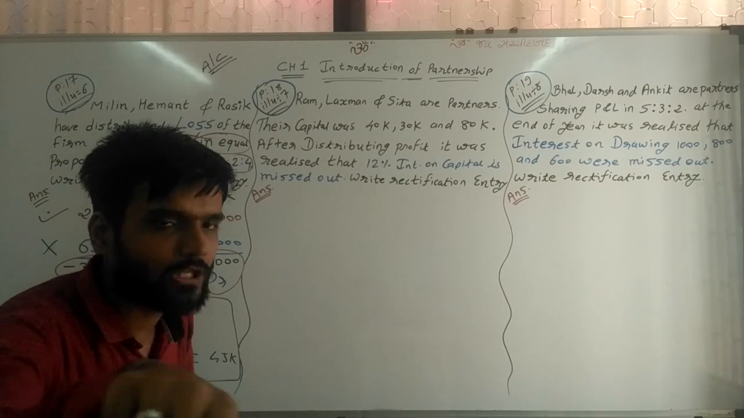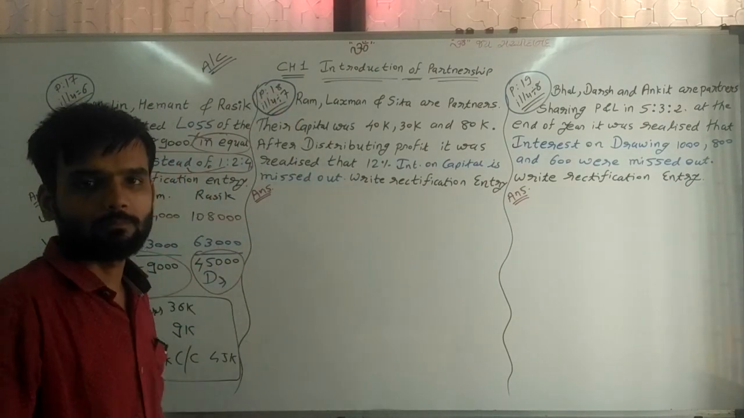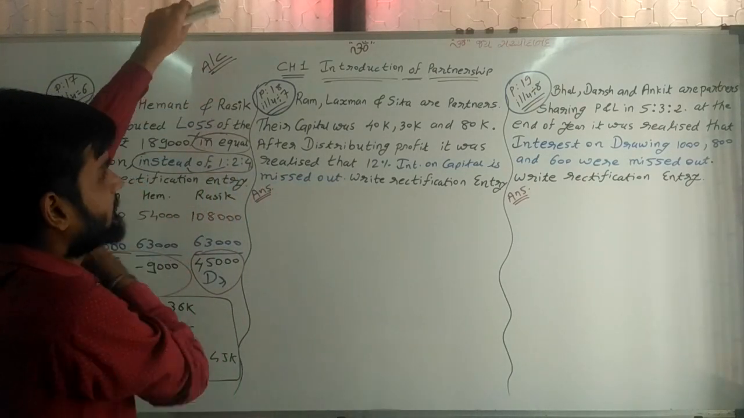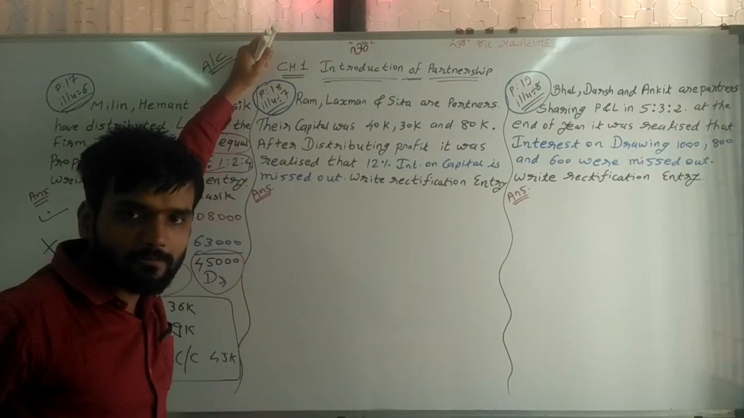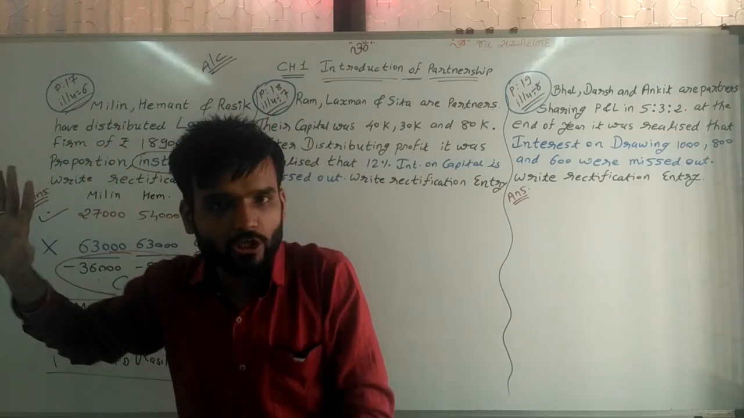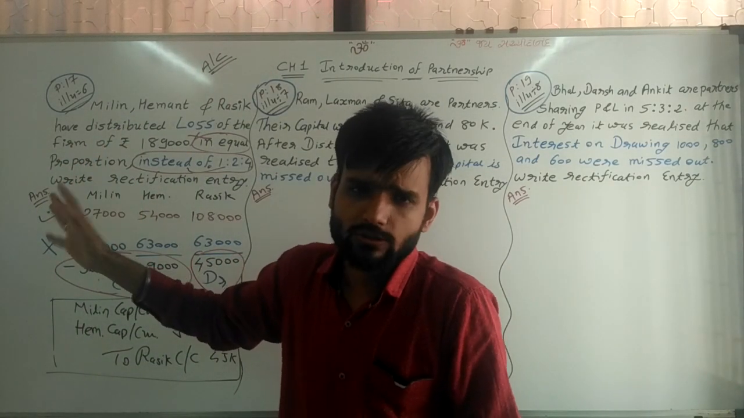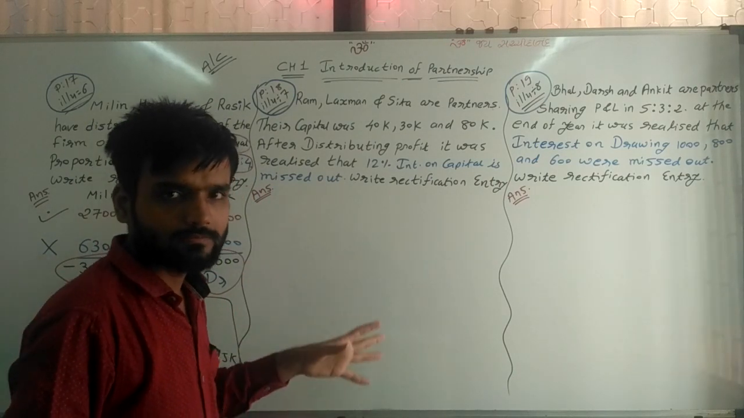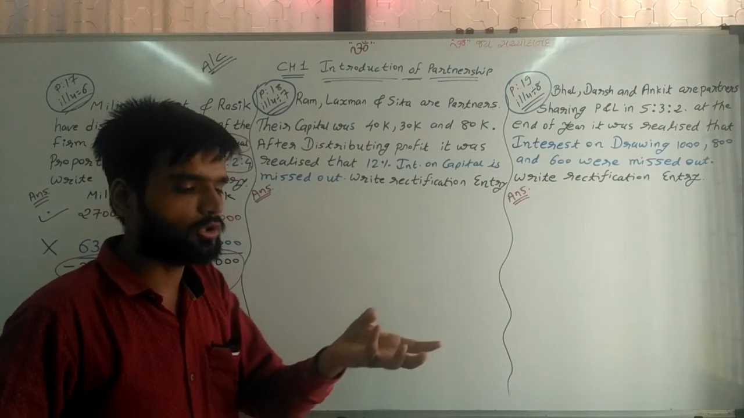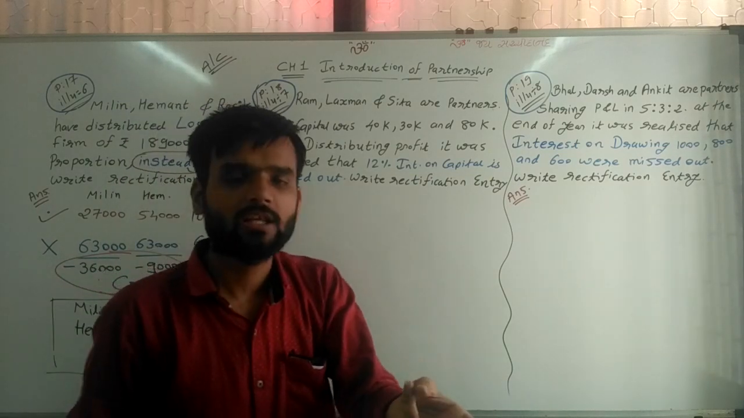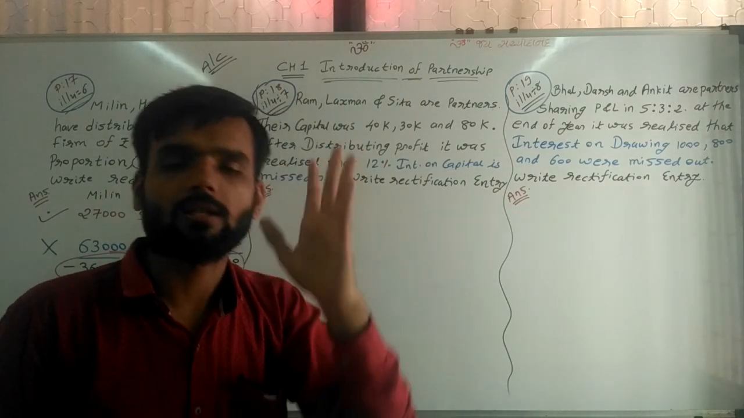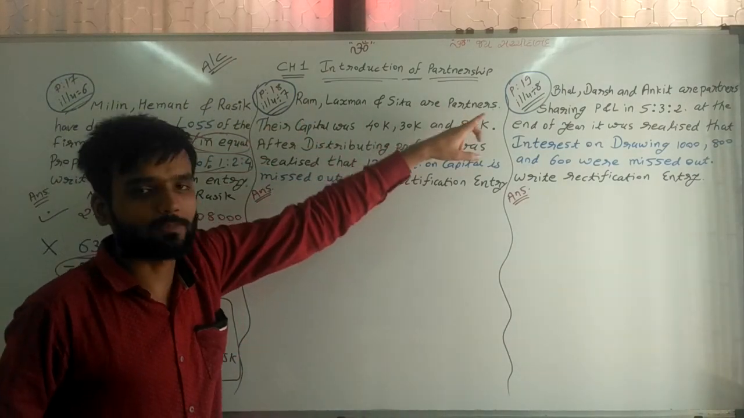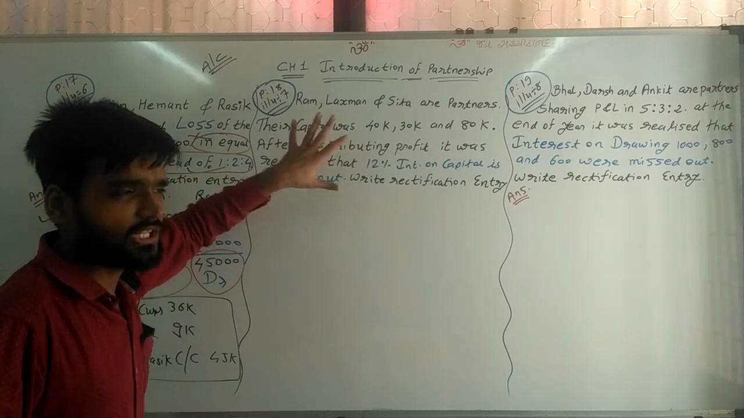That's it. Now we are starting with illustration number 7. Now try to understand illustration number 7. So one question related to profit and loss. Now these questions which we are going to take are related to interest on drawings and interest on capital. So first see here, Ram, Lakshman and Sita are partners. Here the question is written in short.